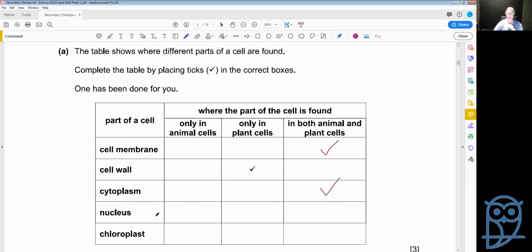The nucleus is the center of the cell, and that's where the DNA is kept, so that we can find in both of them. Chloroplasts is where the chlorophyll pigment is kept that plants use in order to capture sunlight and turn it into energy. So these are literally only found in plant cells.